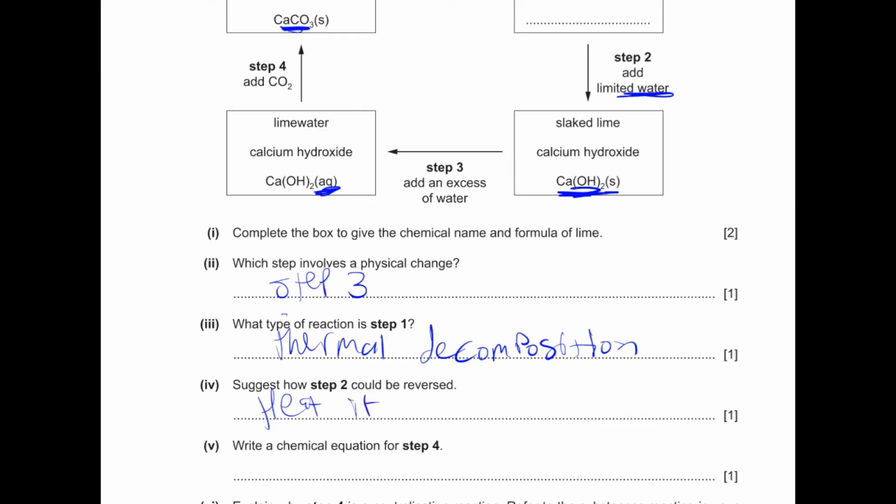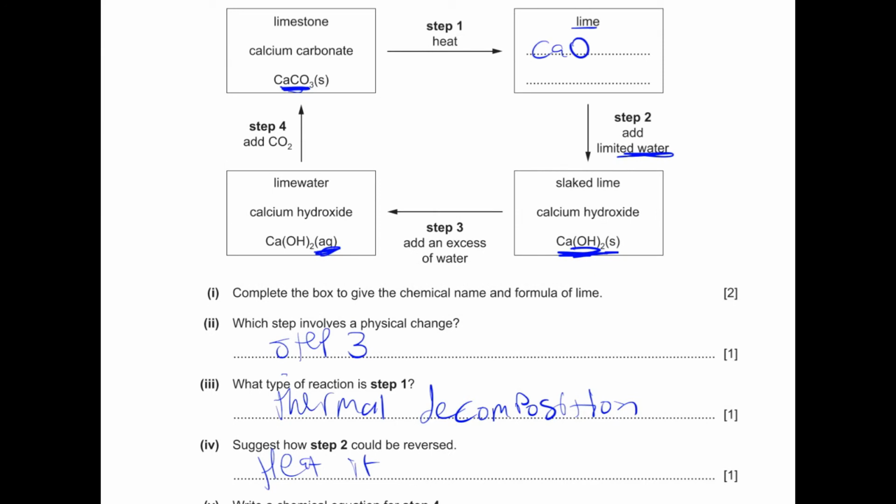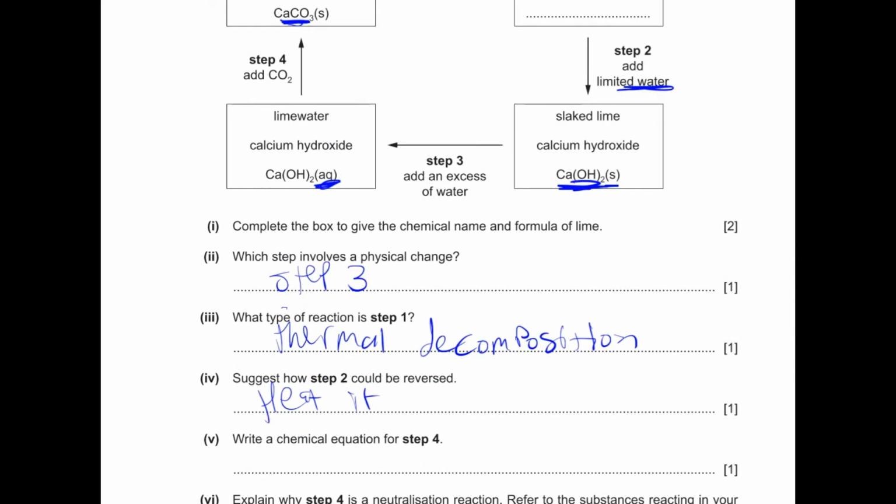Write a chemical equation for step 4. So in step 4 we had calcium hydroxide, we added carbon dioxide, and this formed calcium carbonate. So let's write this down. So we had calcium hydroxide plus CO2, that made CaCO3, and the OH made water.